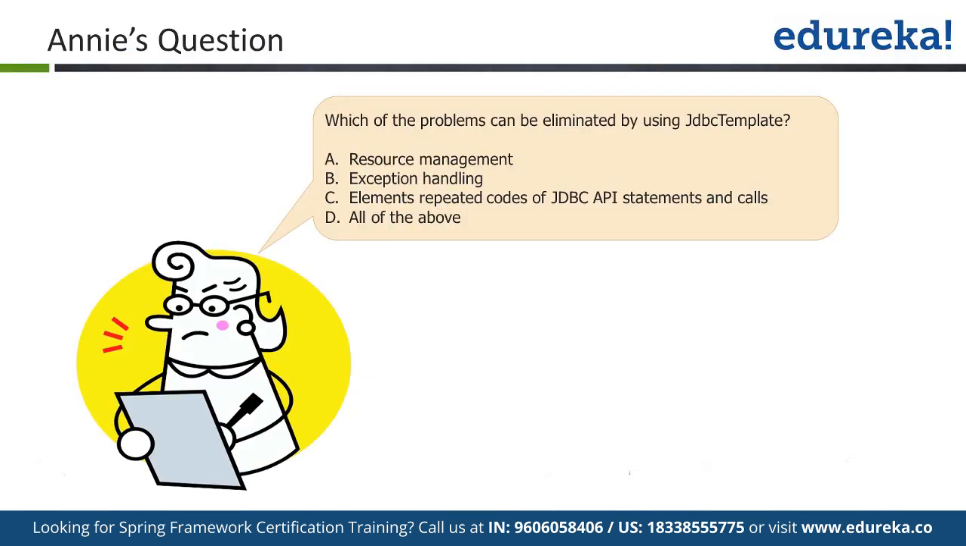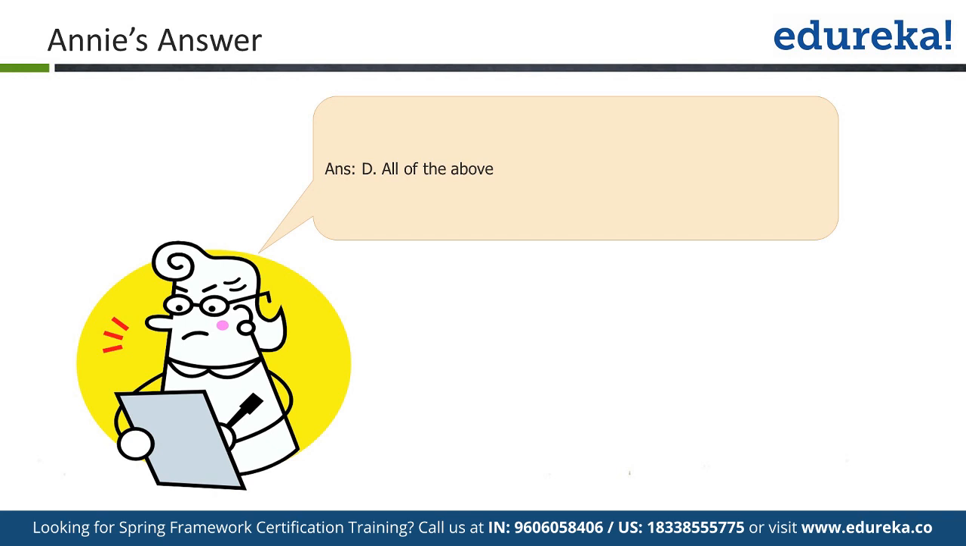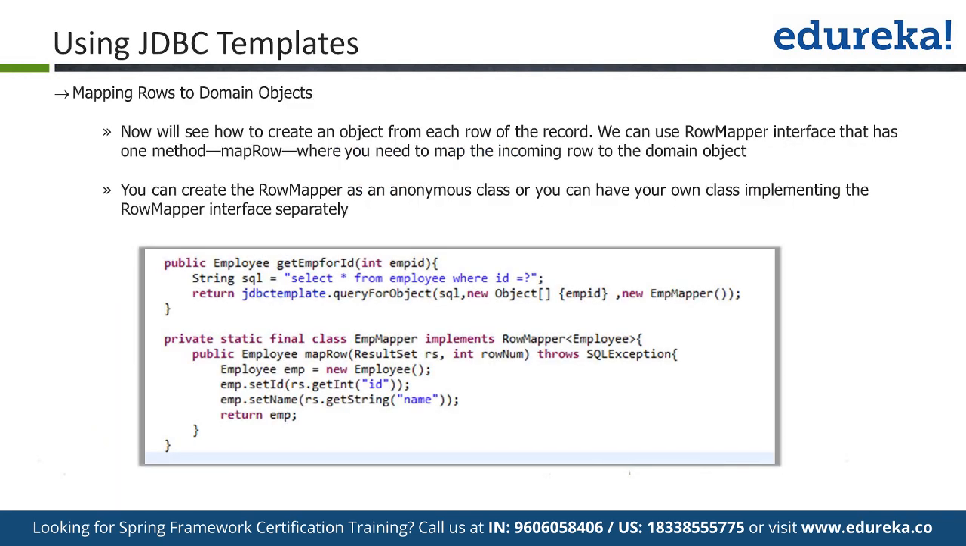Okay, so the lab is going on in between. Which of the following can be eliminated by using JDBC template? A, resource management; B, exception handling; C, eliminates repeated code of JDBC API statements and calls; or D, all of the above. We don't need to do resource management, right? It is done by the API. Exception handling, we are not doing it. See, eliminates repeated code of JDBC API statements and calls. Are we using result set, prepared statement, connection again and again? Nowhere. It's D, right?